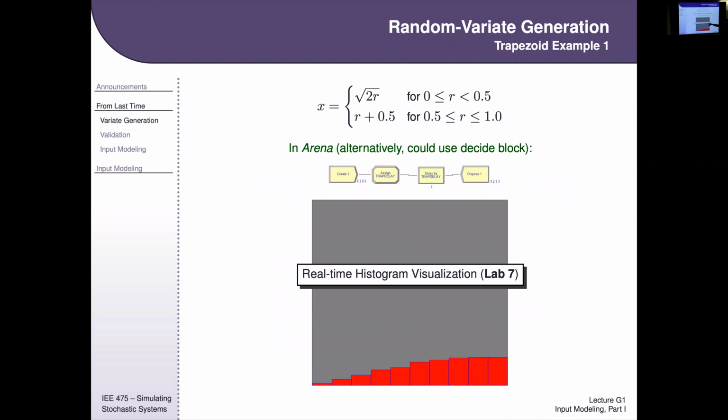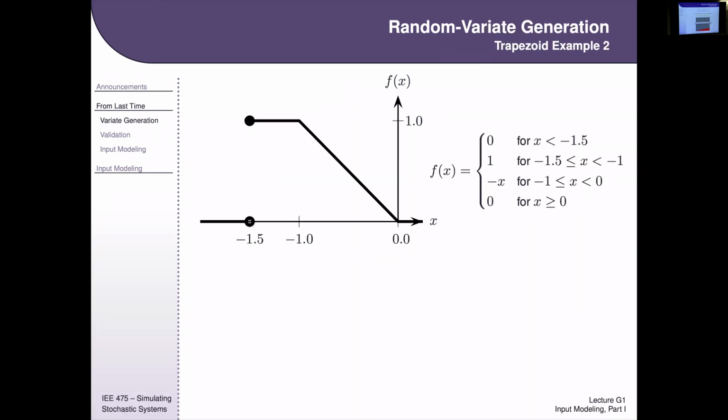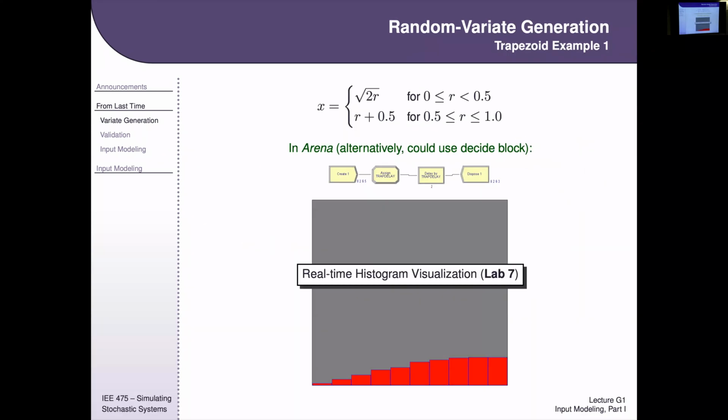In Lab 7, you've got a bunch of different visualization elements, and this is one of them. So again, you get this trapezoidal histogram. The visualizations in Arena aren't that great, but they're really meant for you to do a real-time sanity check to see if everything's working. So, all of these things that we now can do.